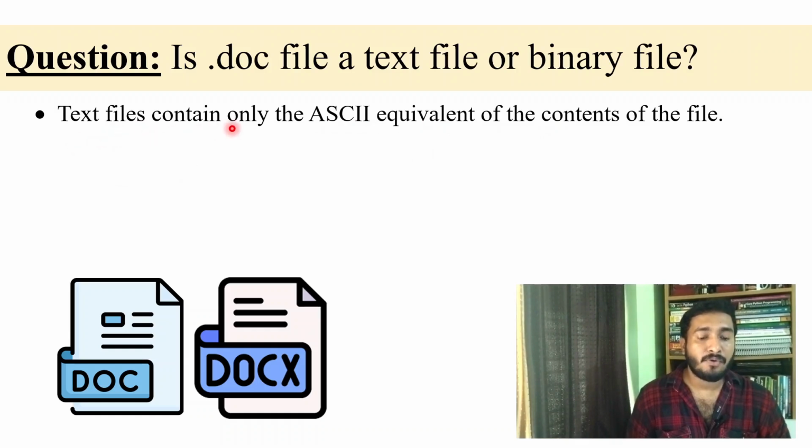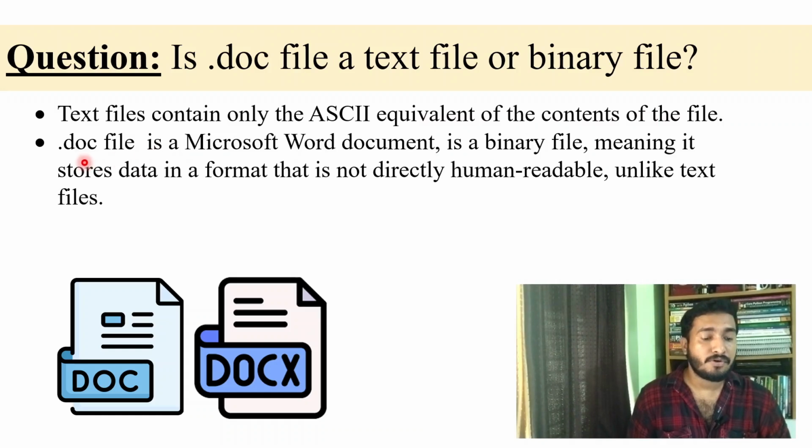Text file contains only the ASCII value equivalent of contents of the file. So .doc file is a Microsoft Word document. It is a binary file. It can store data in a format that is not directly human readable, unlike text files. A doc file can contain images, it can contain some animated text also. It can contain some text formatting. So we cannot save it as plain text. So we save it as a binary file.